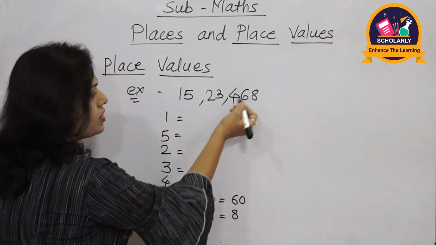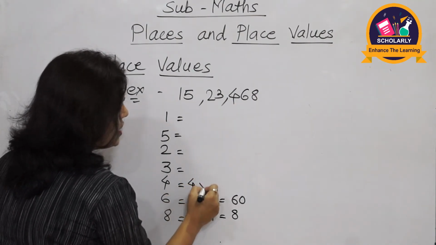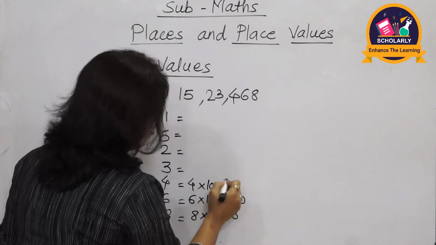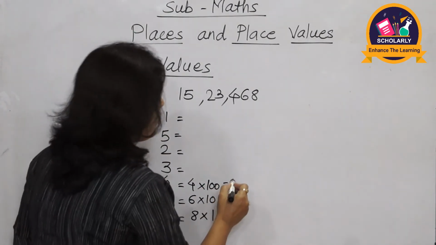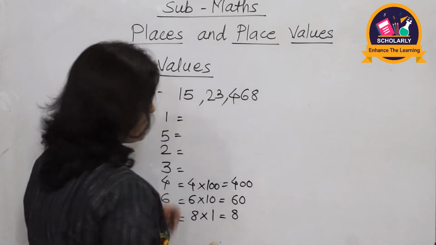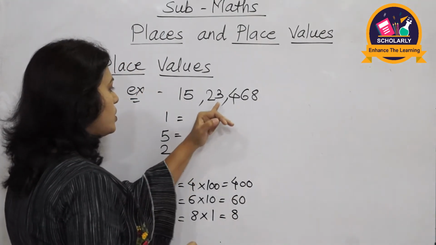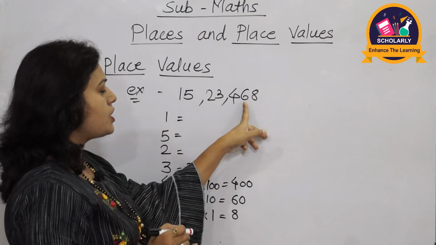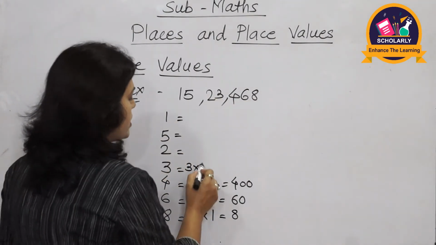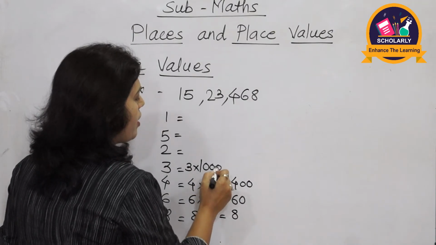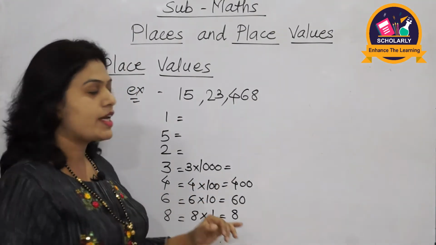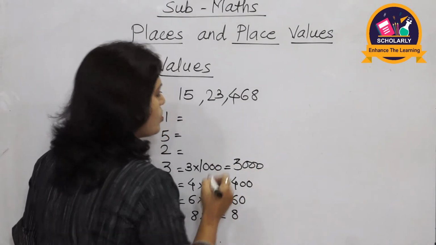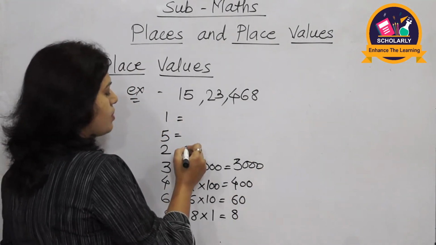The next digit is 4. 4 is at 100 place. So multiply this 4 by 100, we will get 400. Next to 4, the digit is 3 and the place is unit, 10, 100 and 1000 place. So multiply this 3 by 1000 and you will get 3 into 1000, that is 3000.